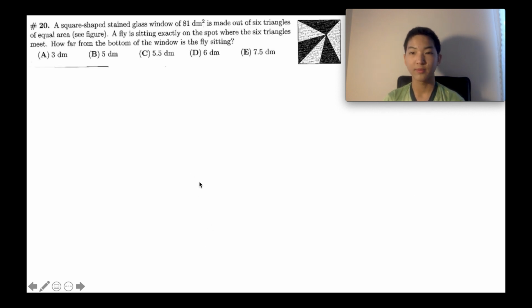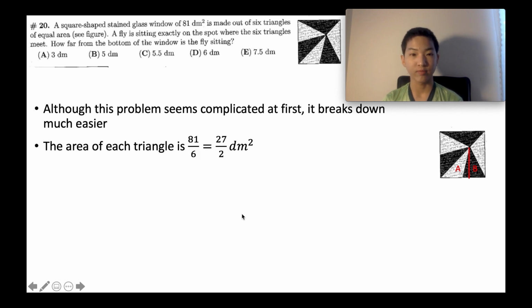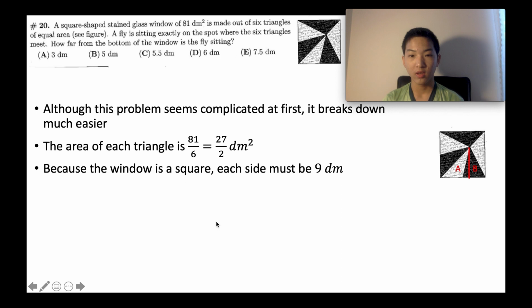Now we are on problem 20. So for this problem, it seems complicated at first, but really a lot of this information is extraneous that you don't need to worry about. A lot of information provided in the diagram. So the area of each triangle is 81 over 6 because they're all equal. That's 27 over 2. Because the window is a square, each side must be 9.